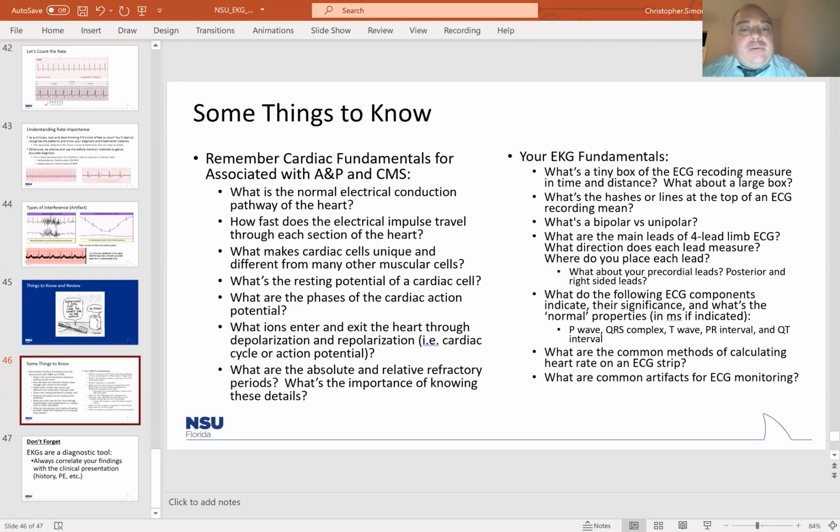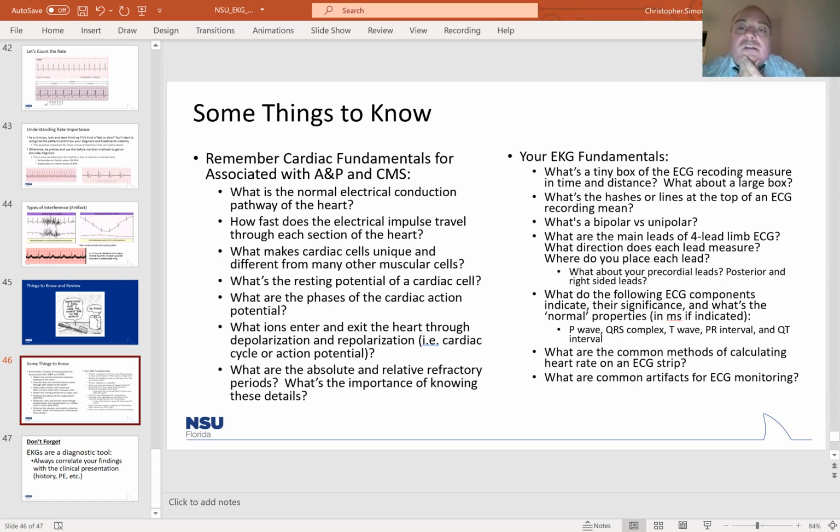All right. What else do we got? Absolute and relative refractory periods. We talked about that. What's the importance of knowing these details? Well, because in the absolute refractory period, things are not able to respond to electricity. In the relative refractory period, they really don't want to respond to electricity. Not a good time to apply electricity.